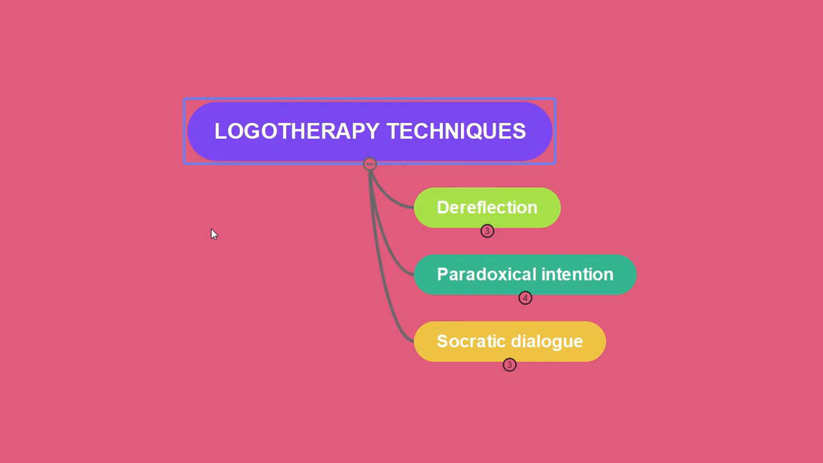Welcome to this section on the logotherapy techniques. We can categorize the techniques, and mainly there are only three: dereflection, paradoxical intention, and Socratic dialogue. What are the techniques of logotherapy? There are mainly three techniques: dereflection, paradoxical intention, and Socratic dialogue.